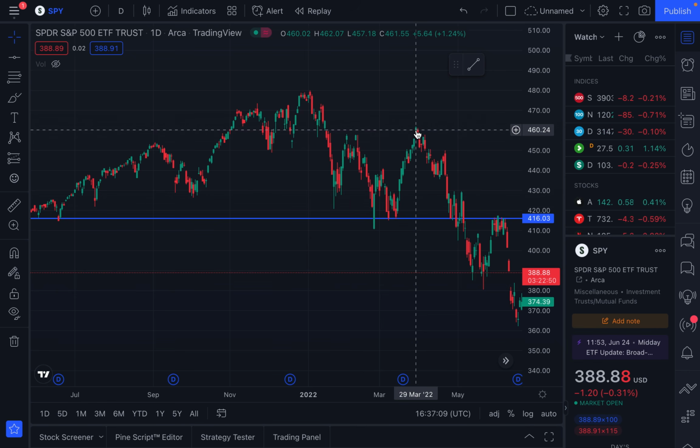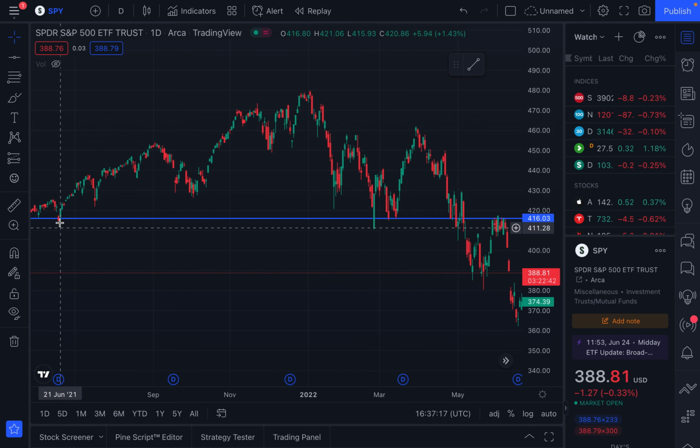Other things, you need to see how many times it touched that level. The more touches you get, the better a support level that is. We got one touch here, there's a touch here, there's a touch here, there's a touch here, right? And eventually over here, it broke it. So again, the more touches you can get, the better.